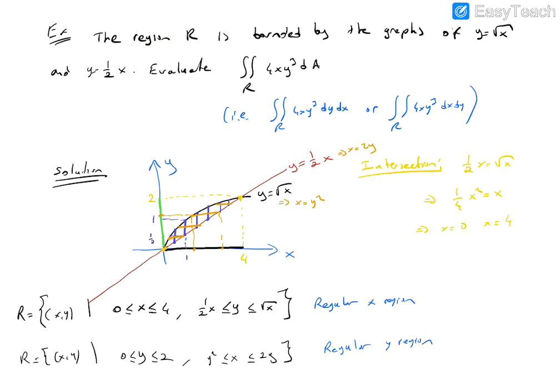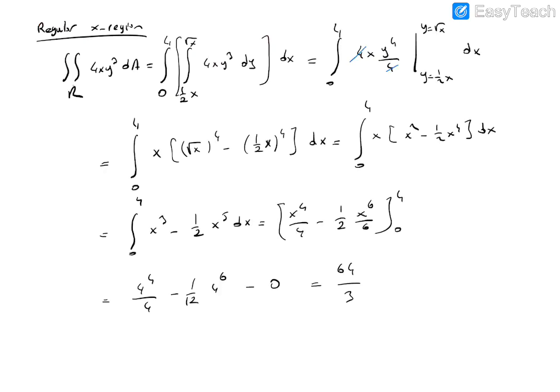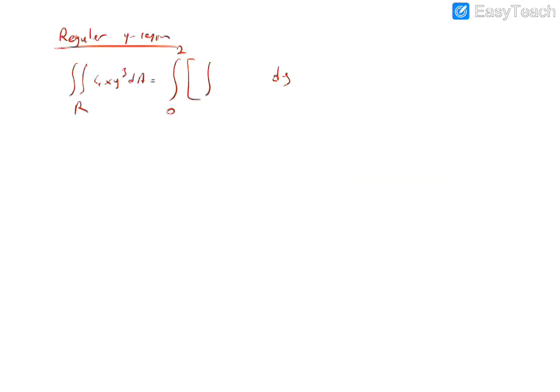If you use the regular x region, I will not evaluate it in this recording, but I will write the integral. Regular y region. So the double integral on the region R of 4xy cubed dA equals, how does y change? y changes from 0 to 2, x changes from y squared to 2y. So from 0 to 2, in terms of y, the integral from y squared to 2y of 4xy cubed dx.